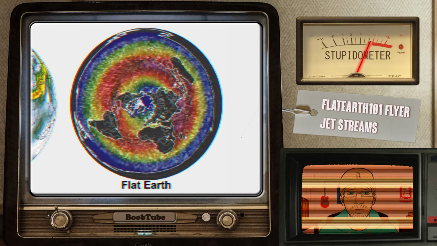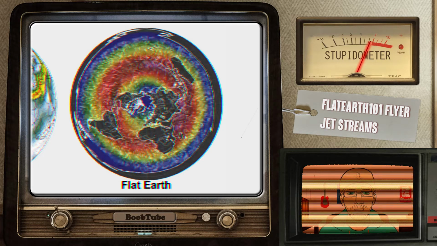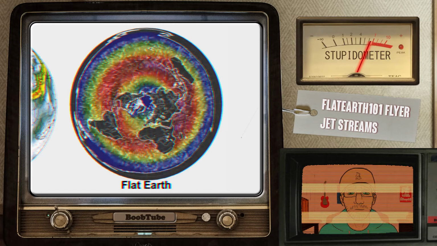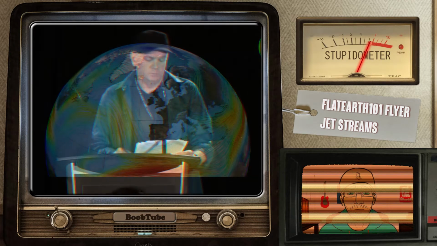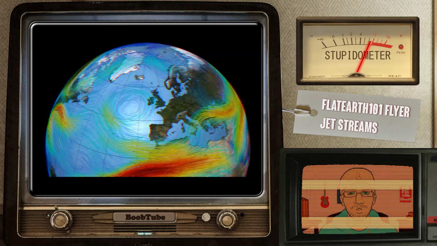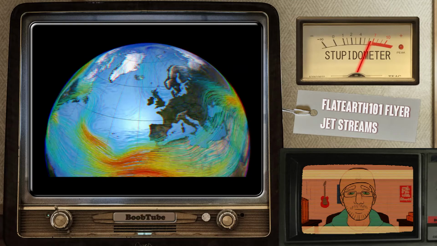In a flat Earth, may it be geocentric or not, what causes the stream? So when I'm seeing this image, what's the force that's causing those circular rings? I'll wait. They had no answer. Thanks, Mark. While flat earthers are trying to figure that out, I'll run through jet streams just in case you want to remind yourself.